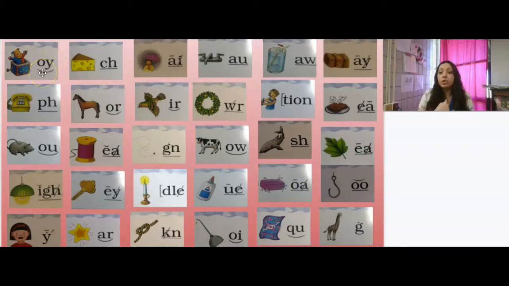Are you ready? We have toy, oi. Diphthong O-Y, very good. Cheese, ch. Digraph CH. Rain, A. Digraph AI. Faucet, ah. Digraph AU. Straw, ah. Digraph AW. Hay, A. Digraph AY.